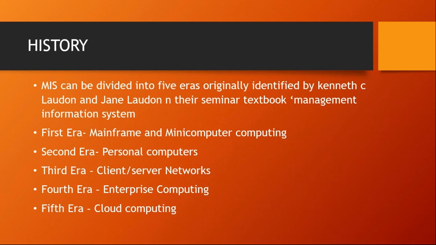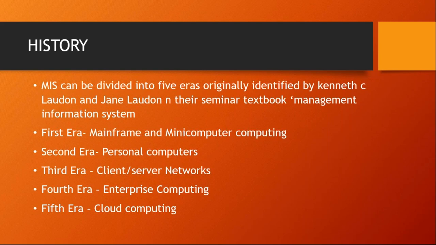We also looked at how management information system has evolved over time. We said it can be divided into 5 eras. The first era was when they were using the mainframe and minicomputer. The second era, it evolved to personal computers. Then in the third era, server networks started coming up.